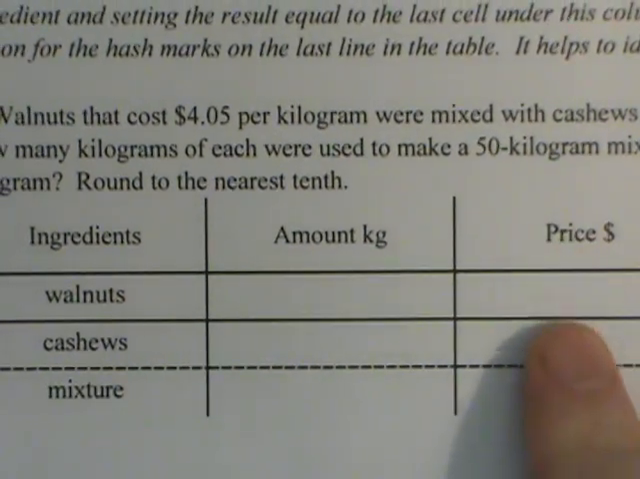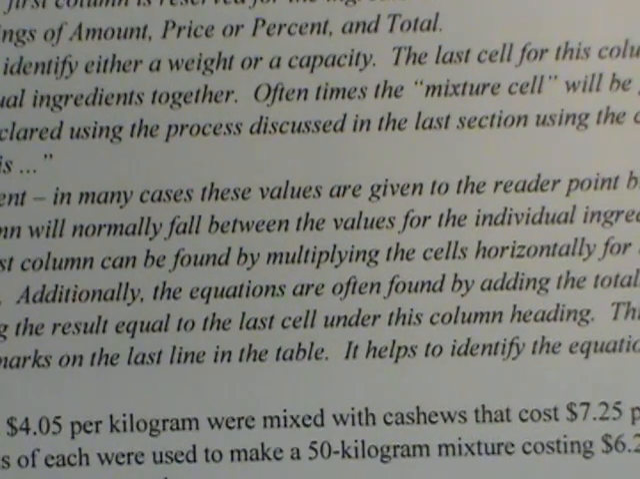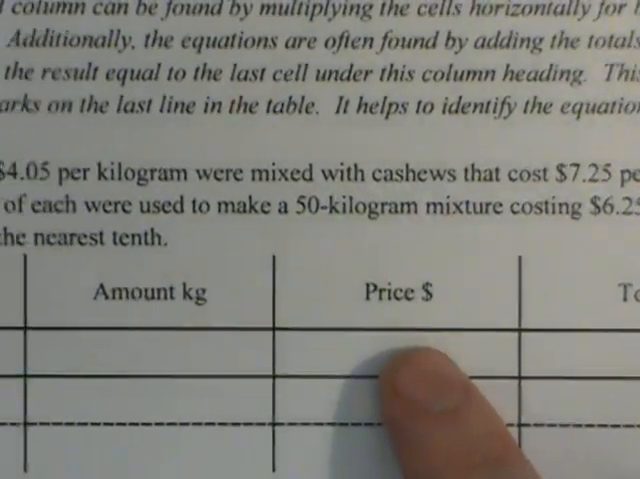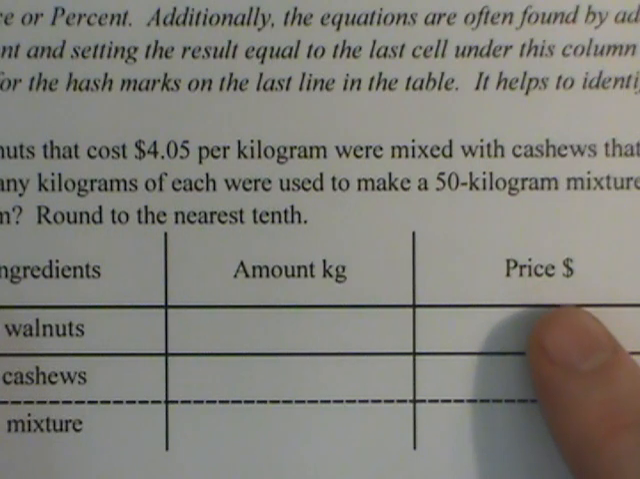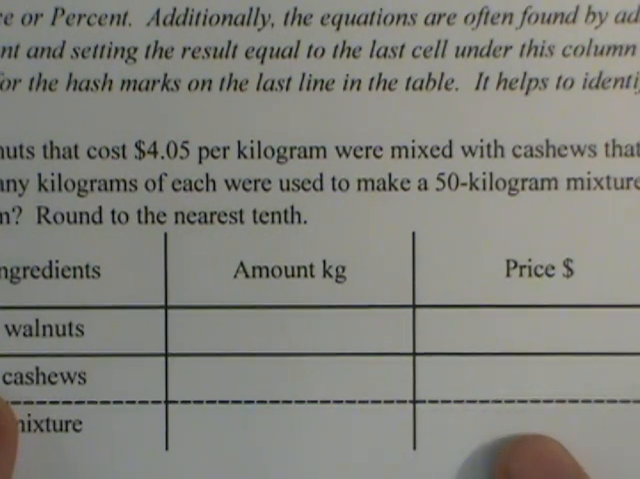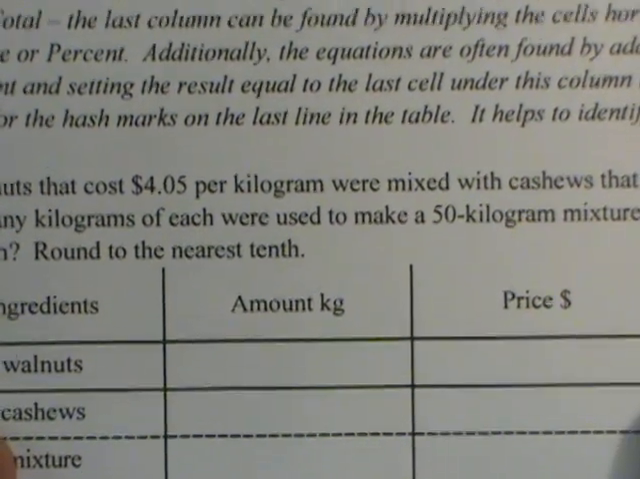For the second column, we're talking about price or percent. Price or percent, and in many cases, these values are given to the reader point blank. The last cell for this column is normally found to fall between the individual ingredient amounts. So if I have prices here, if I say that walnuts are selling for $10 and cashews are selling for $15, I expect something to fall between 10 and 15 in this last cell. This cell must fall between those individual cells there. That's what we're saying there.